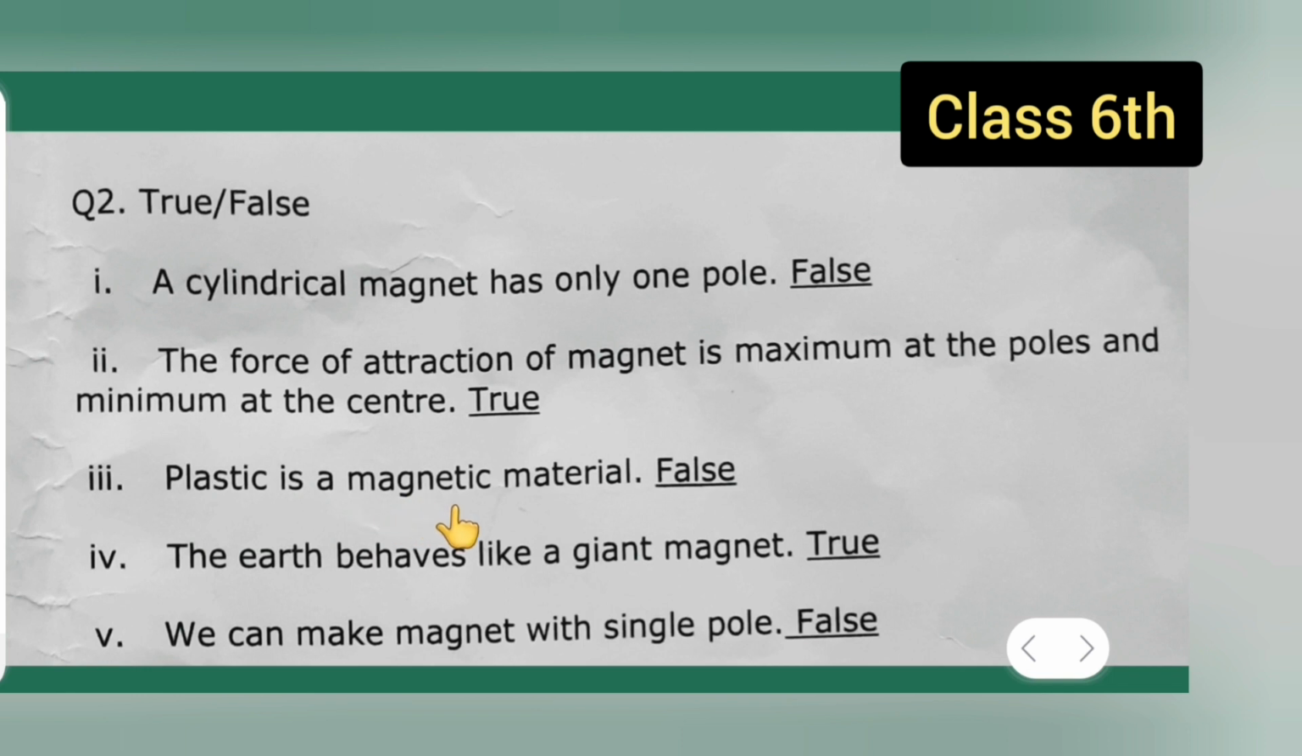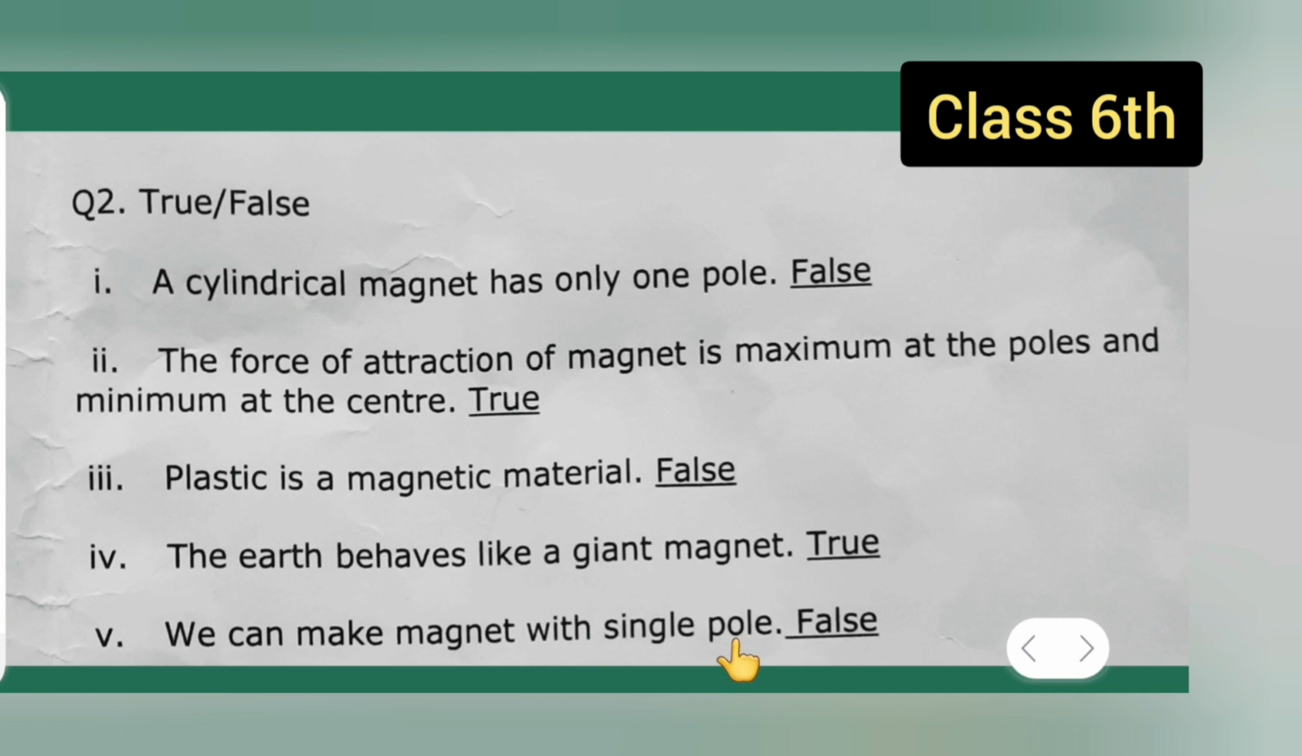Next, plastic is a magnetic material. False, right? Plastic cannot be a magnetic material. This everyone knows. Fourth, the earth behaves like a giant magnet. True or false? True. Next, we can make a magnet with a single pole. False. We cannot make a magnet with a single pole. Two poles, north and south, are required.